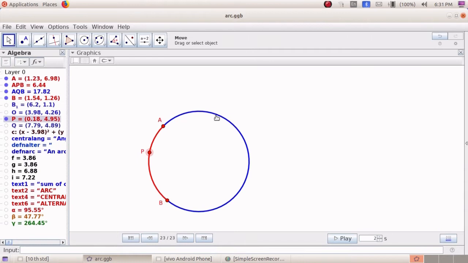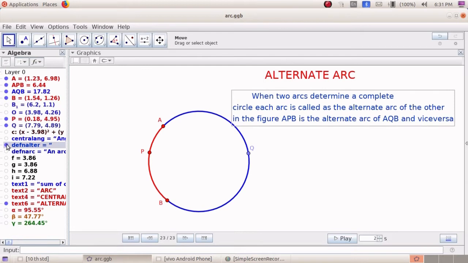Now let us name the larger arc AQB like that. We see to arc APB, arc AQB is its alternate arc. Like that, when arc AQB is considered, arc APB is its alternate arc. Therefore, alternate arc means when we attach two arcs together, or when two arcs together determine a complete circle, we call each one of them as the alternate arc of the other. Here, arc APB is the alternate arc of arc AQB and vice versa. Draw such a figure and write down this explanation there.